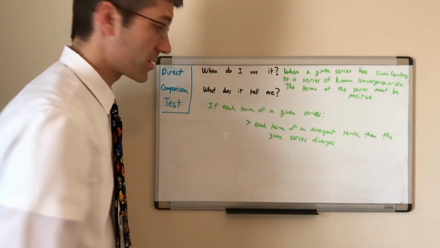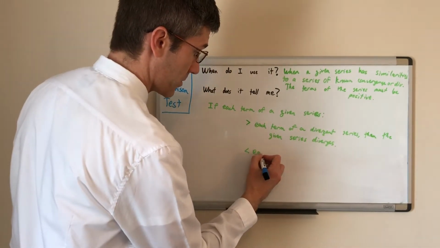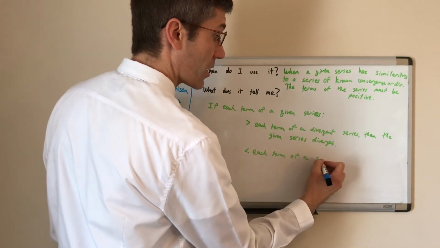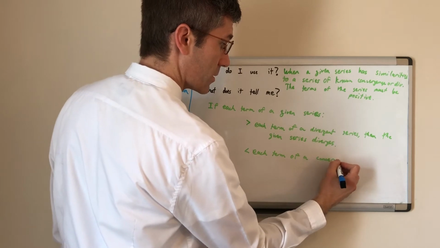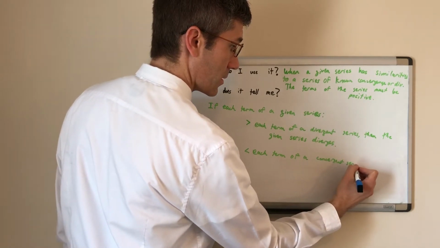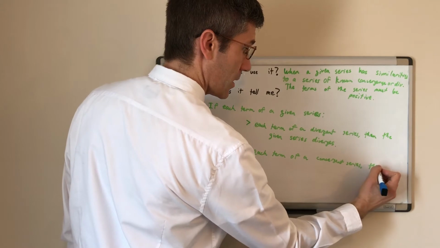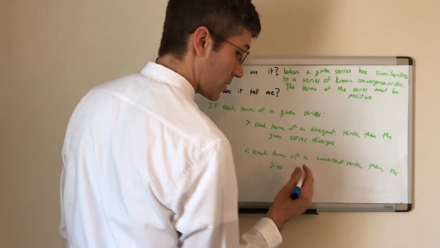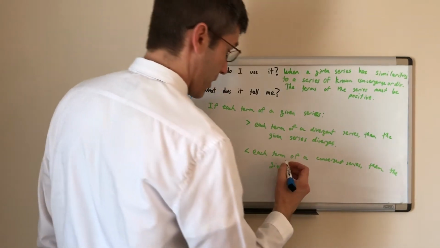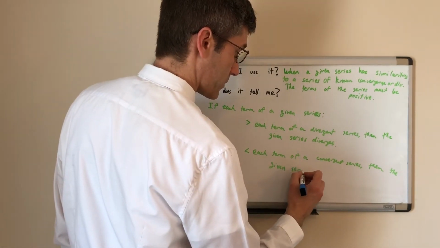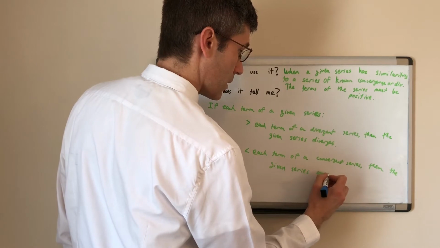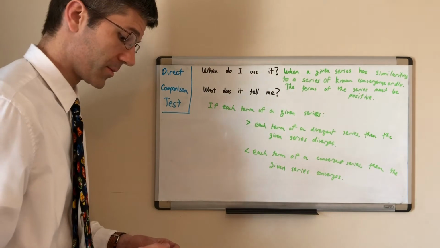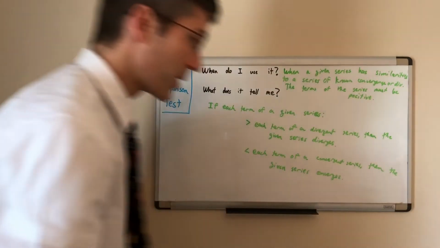If each term of a given series is less than each term of a convergent series, you know where this is going, then the given series converges because it's smaller than something that approaches a specific value. Converges. Okay, so I've left no room to do the problem. Oh well. I think we won't need too much space for it.